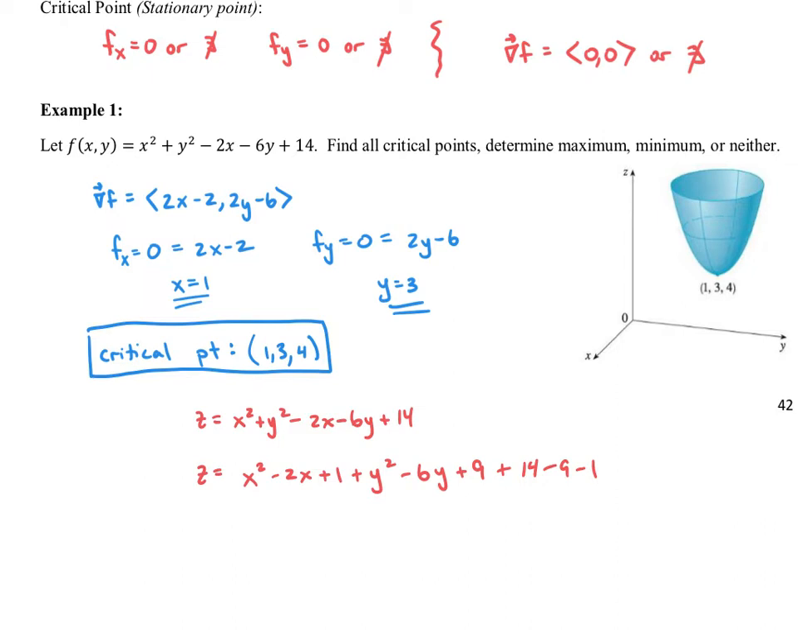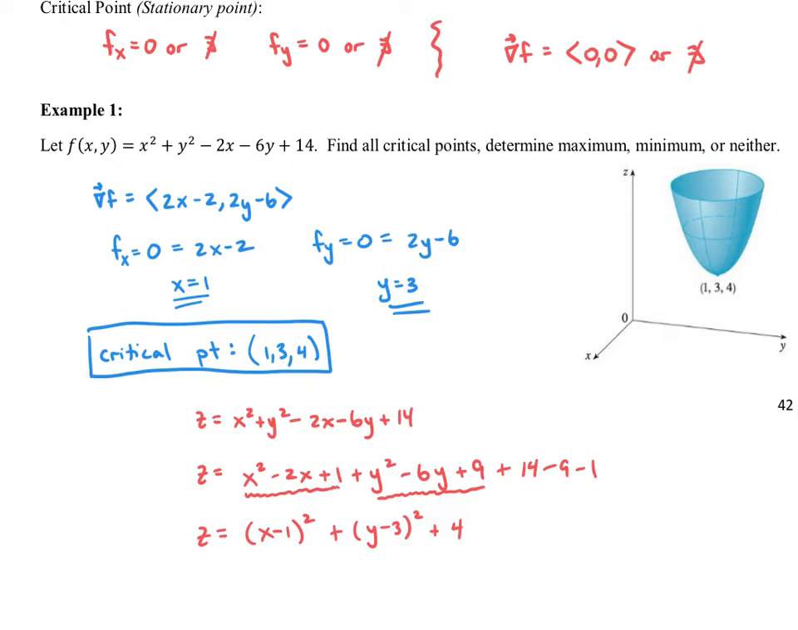This is a similar process to what we have done with an equation of a sphere or those types of things. So we have the quantity x minus 1 squared. That would be representative of all of that. And we have y minus 3 squared. That would be representative of all of that. And of course, over here we have 14 minus 9 minus 1. So we have just 4. And this helps us to slightly better analyze the situation.